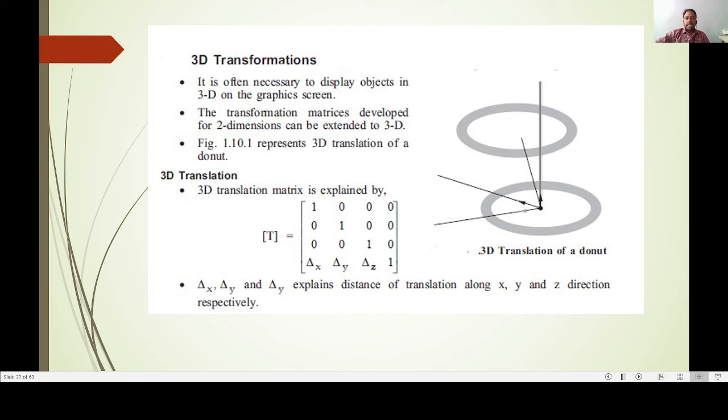Here, the 3D translation matrix can be represented by 1, 0, 0, 0, 0, 1, 0, 0, 0, 0, 1. First, we take the 3 cross 3 matrix where the diagonals are 1 and other values are 0. Then we put delta x, delta y and delta z, and finally 1. So delta x, delta y and delta z give the distance of translation along the x, y and z directions. In 2D transformation, the transformation is in the xy direction. Since it is a 3D transformation, the transformation is done in the x, y and z directions.